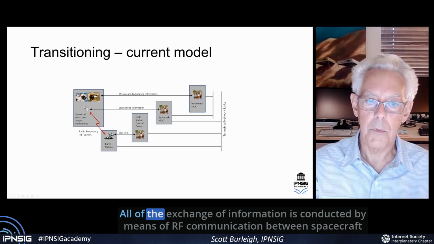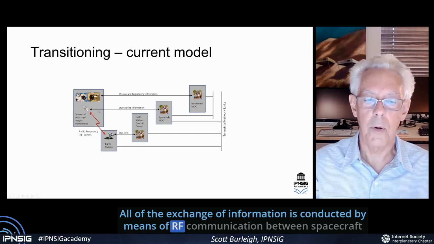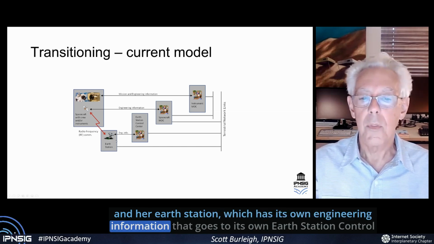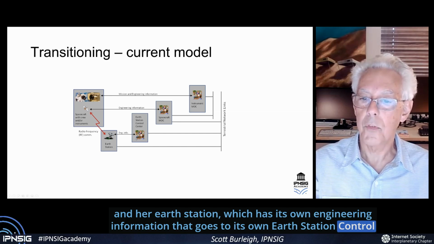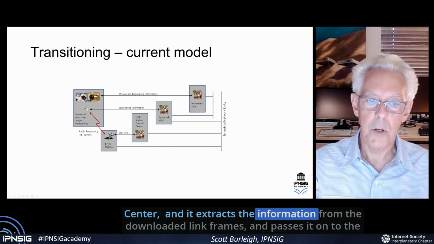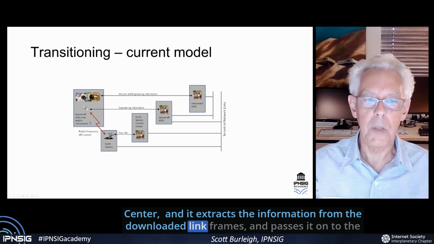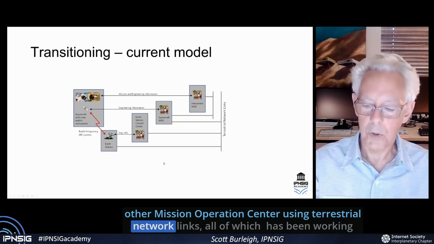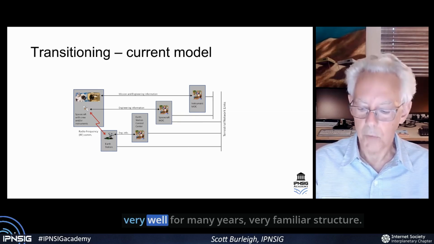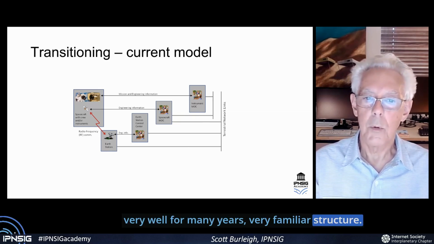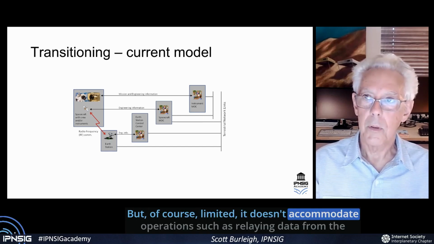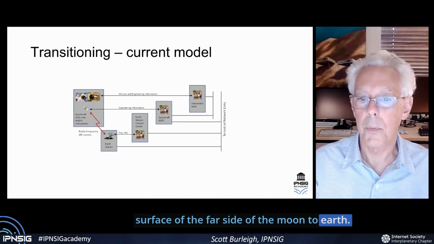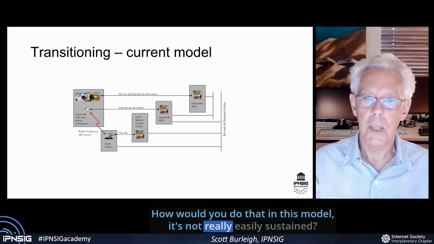All of the exchange of information is conducted by means of RF communication between the spacecraft and the Earth station, which has its own engineering information that goes to its own Earth station control center, and it extracts the information from the downloaded link frames and passes it on to the other mission operations centers using terrestrial network links, all of which has been working very well for many years, a very familiar structure, but of course limited. It doesn't accommodate operations such as relaying data from the surface of the far side of the moon to Earth. How do you do that in this model? It's not really easily sustained.